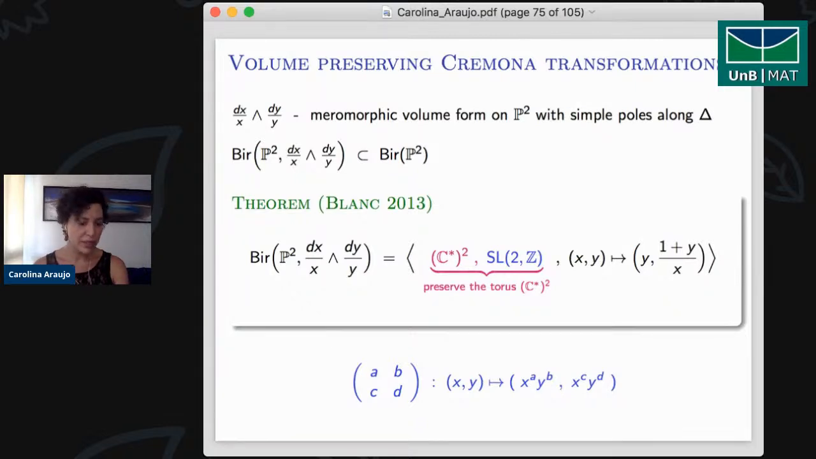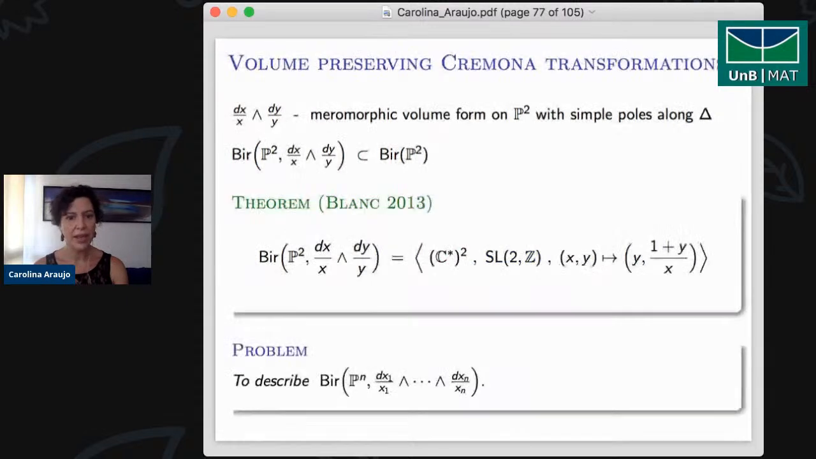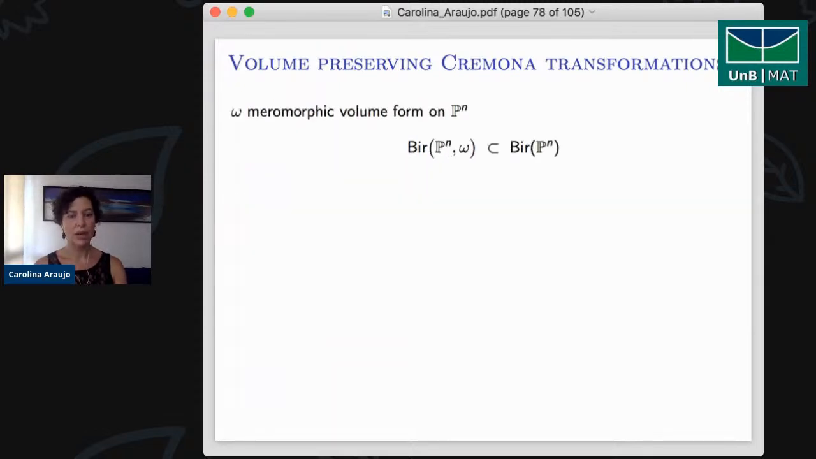So this is known in this case, and of course, a natural problem is to extend this to projective spaces of arbitrary dimensions. Again, you have this natural volume form on the torus, and you want to understand what are the Cremona transformations that preserve this volume form. So this is a motivation for our general framework.